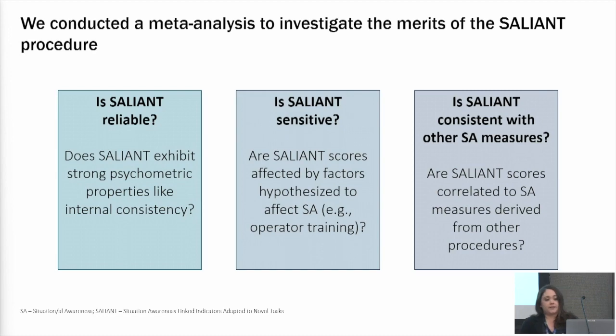And lastly, we had this exploratory question. We wanted to know whether SALIANT is consistent with any of the other situation awareness measures we've seen before. So these being those direct or indirect measures where we are using queries or surveys or behavioral indicators. We would assume if this is a good methodology for looking at this problem, we would find relatively consistent outcomes across different measurements, right?